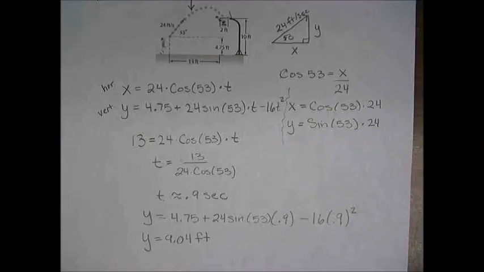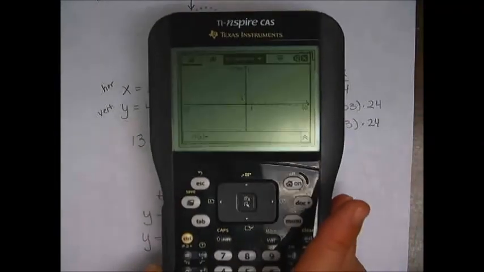So we want to check our work here, and we can check it with the calculator. So far we figured out that it would take 0.9 seconds for the ball to travel the 13 feet in the horizontal distance, and after 0.9 seconds the ball would be at 0.9 feet, which is below the 10-foot basket, so she wouldn't make that. And then we would like to check that on the calculator.